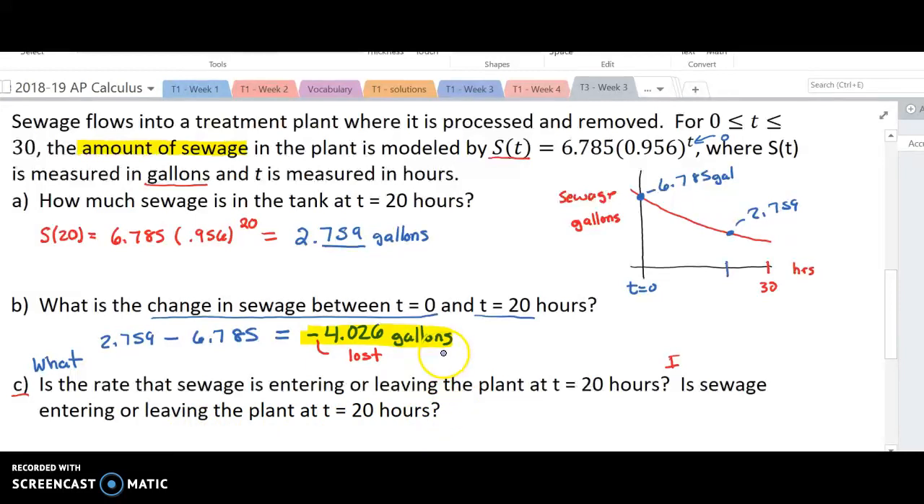Hopefully you can see from the problem before we're losing, or you can look at the graph, which probably wouldn't be given for you. You'd have to graph it and see that the amount is decreasing, meaning we are losing sewage in the tank because our slope is negative.